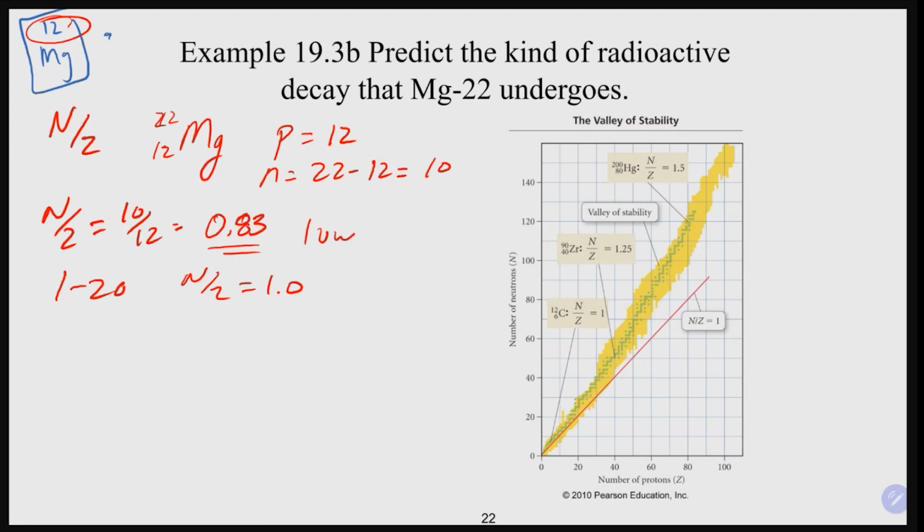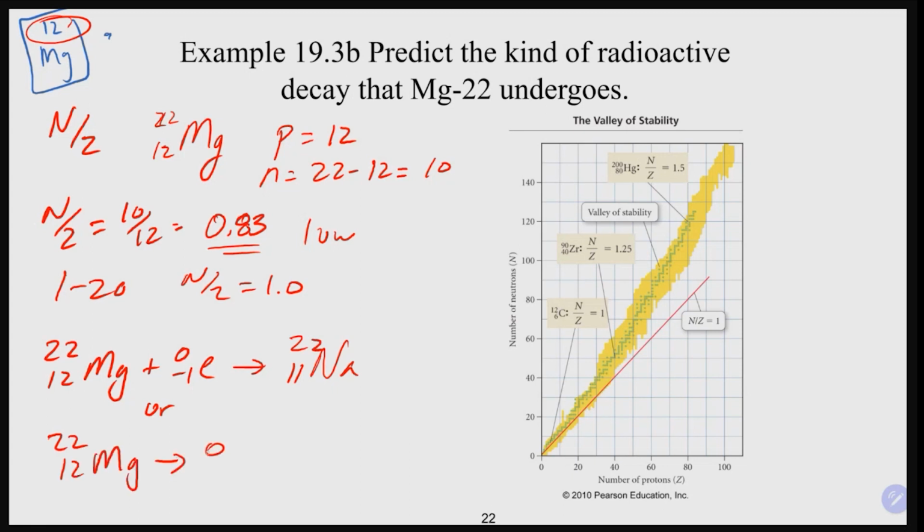Because it is too low in this case, it will go through one of those two options that we talked about, either electron capture or positron emission. If we did our equation with the electron capture, that will give us an 11 on the bottom, which is sodium from the periodic table, and a 22 up on top. Or a positron emission, where we will also yield 22, 11, and sodium in this case. Question on that?